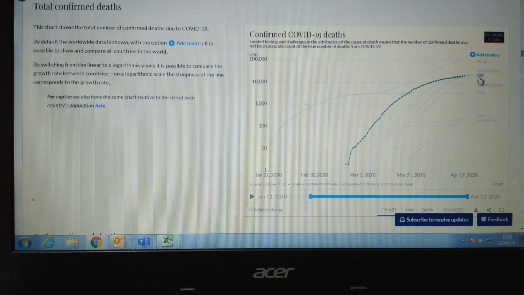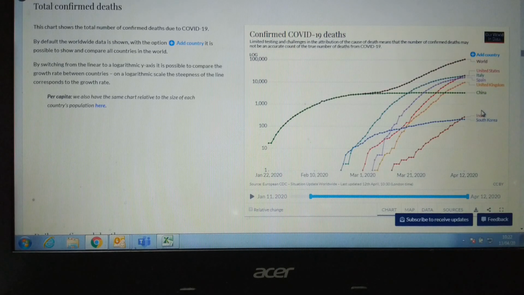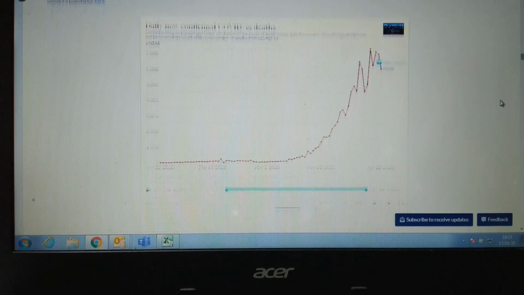Let's go to Italy. Italy has started tapering down. Spain, almost the same. United Kingdom is also the same as United States. China, we have already discussed. So this is the situation of confirmed COVID death and where India stands compared to the other countries as well as the whole world. Now, let's go further down.